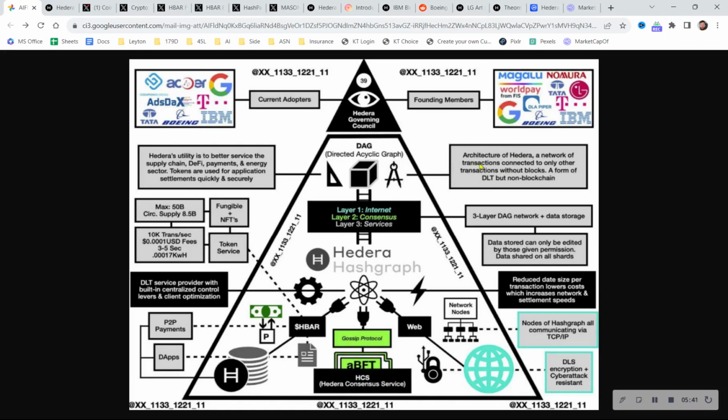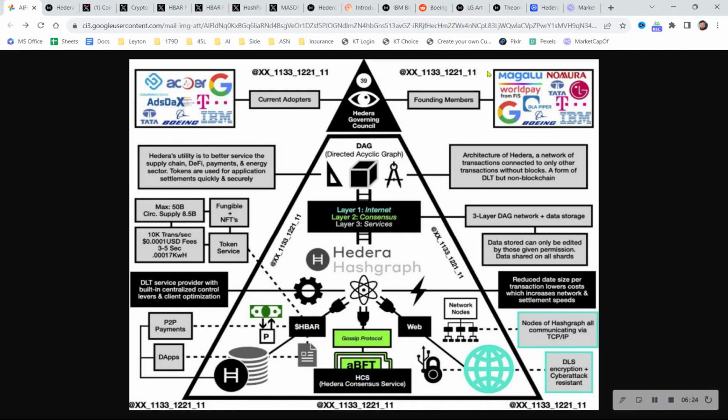So as I've said before, the Hedera network operates on a network of transactions connected to only other transactions. So it is a form of a distributed ledger, but it is not a chain. So HBAR's utility is to serve the supply chain, DeFi, payments, and energy sector. Tokens are used for application. Yeah, I don't think that's anything special.